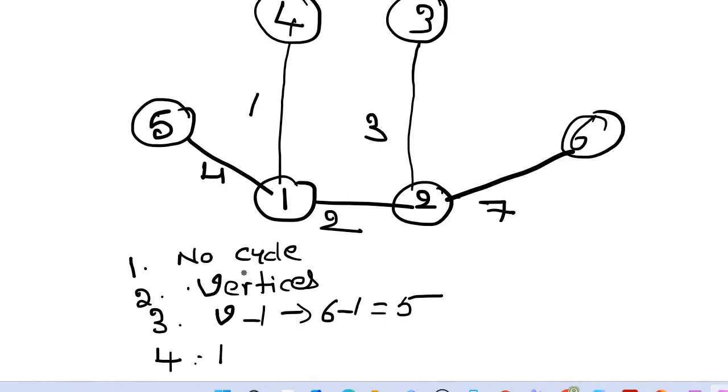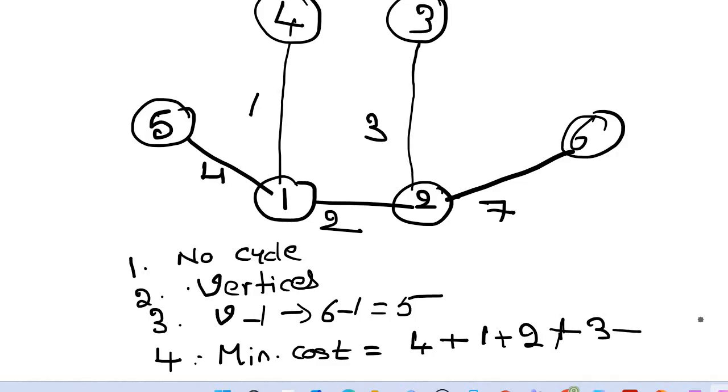Now let us calculate the total cost in the minimum spanning tree. So what is the total cost here? 4 plus 1 plus 2 plus 3 plus 7, which is equal to 17.